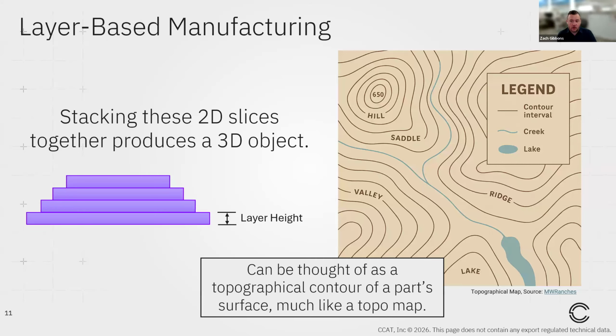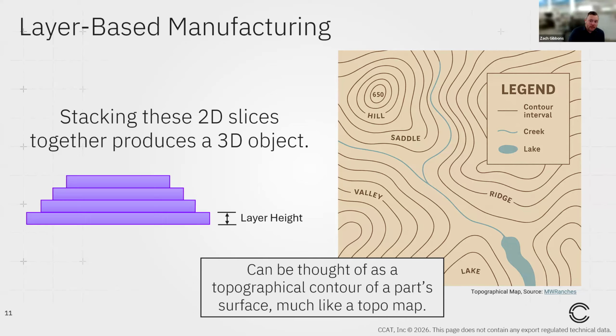We can draw some analogy to what we would see looking at a land-based topographical map, and how we can separate that 3D geometry into those individual discrete slices at those individual layer heights, much like we have a contour spacing on a topographical map. We're really printing the topography of those parts in real time.